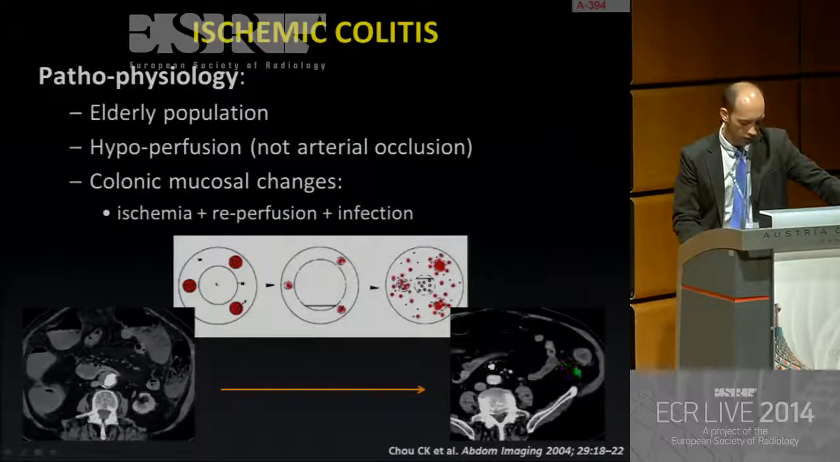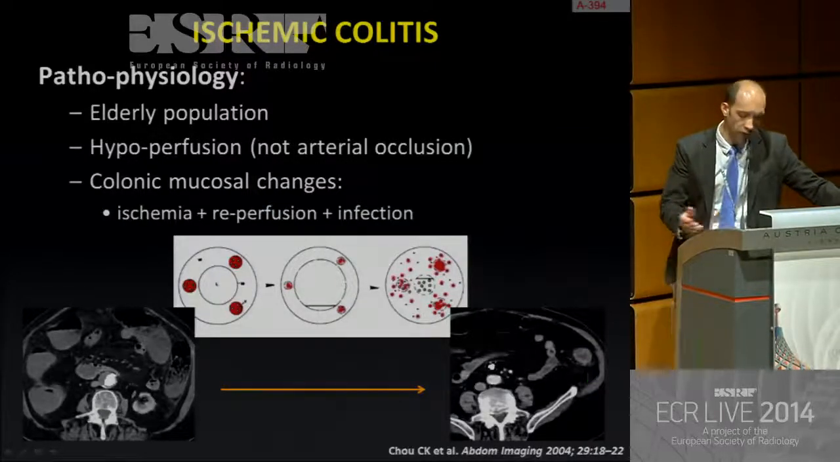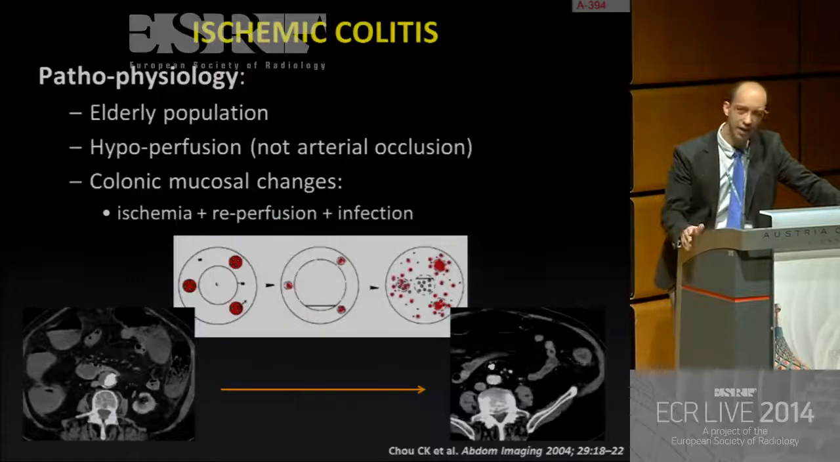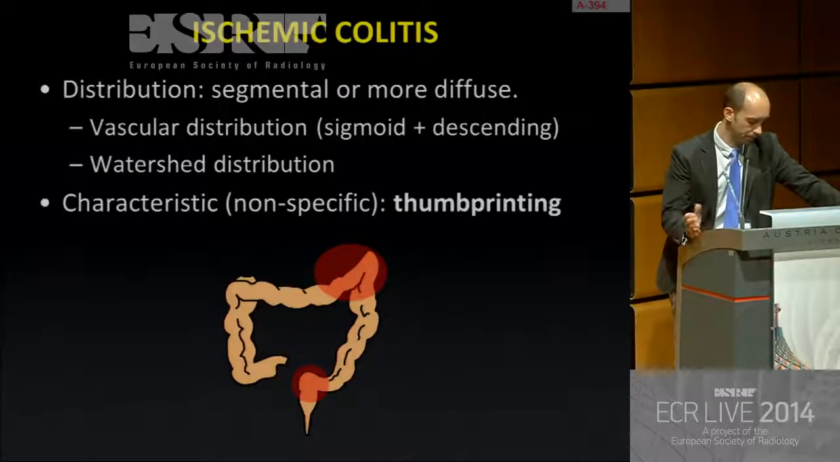So the most common situation that we can see is a specific colitis in some elderly population. Again, in this clinical scenario, the main differential diagnosis is ischemic versus infectious rather than IBD.